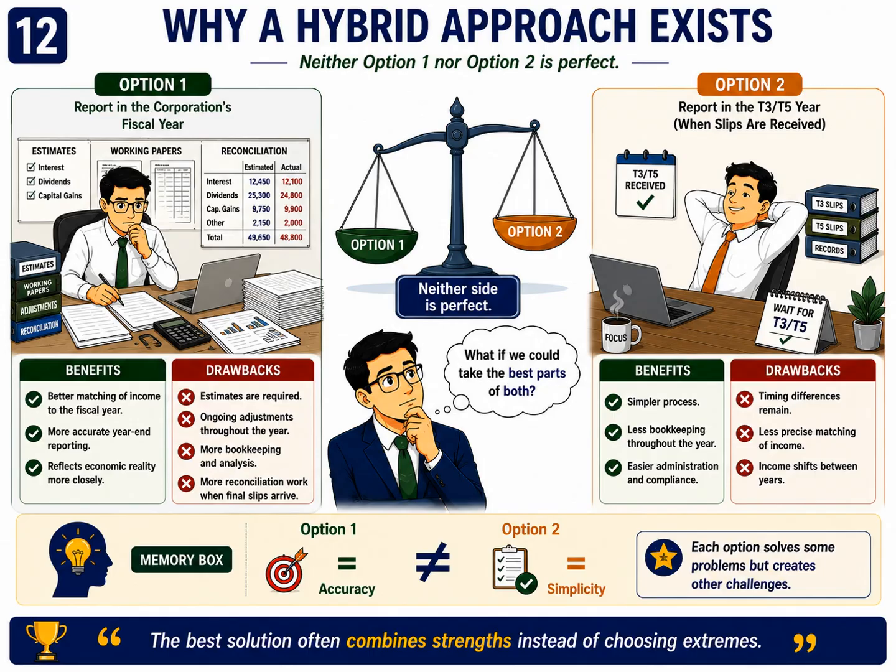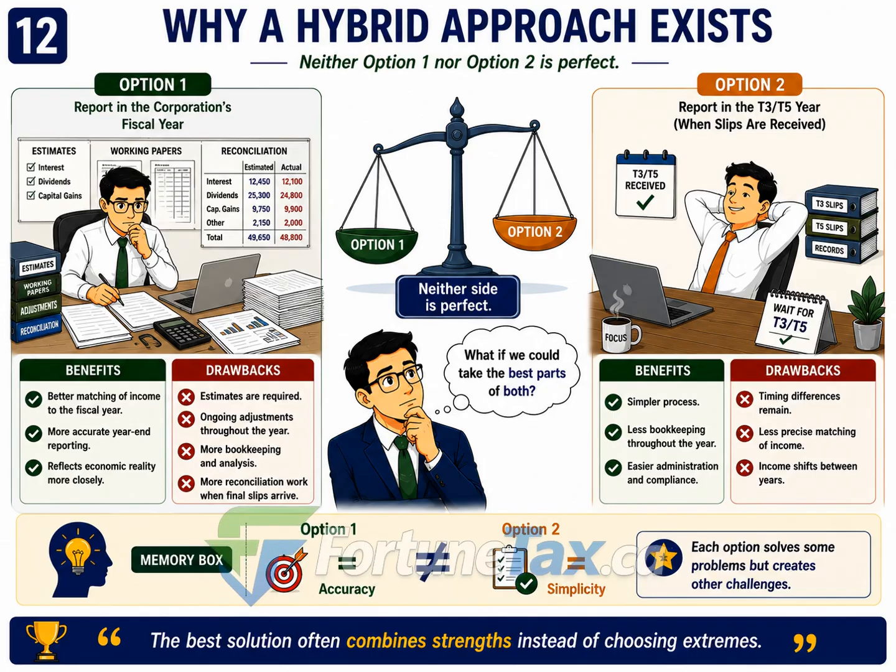Option 2 takes a much simpler approach. Instead of estimating missing information, the accountant waits for the T3 and T5 slips and records the amounts directly when the slips arrive. This reduces administrative work. It simplifies bookkeeping, and it avoids many of the challenges associated with estimation. For some corporations, that simplicity is extremely attractive.